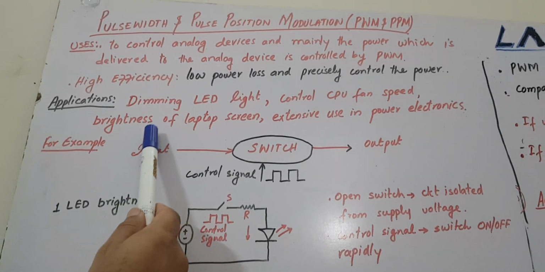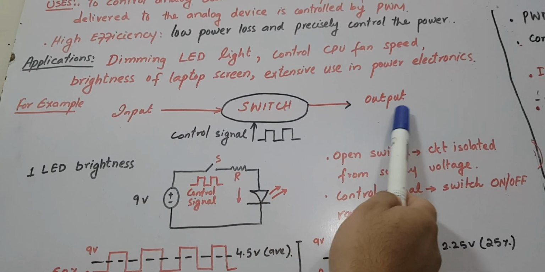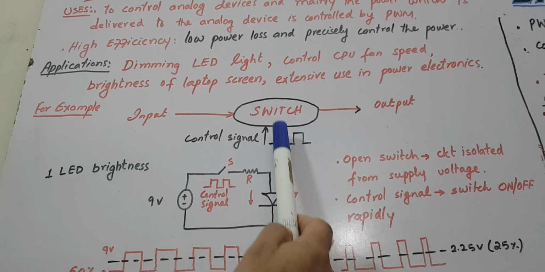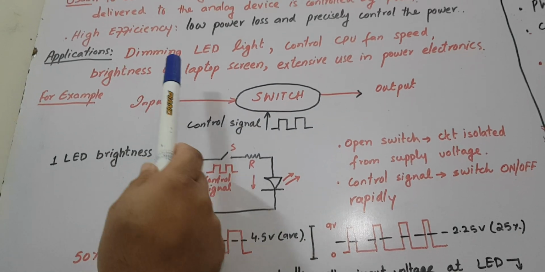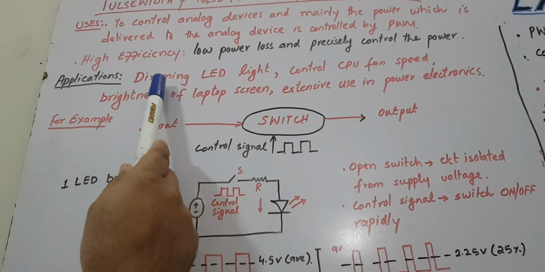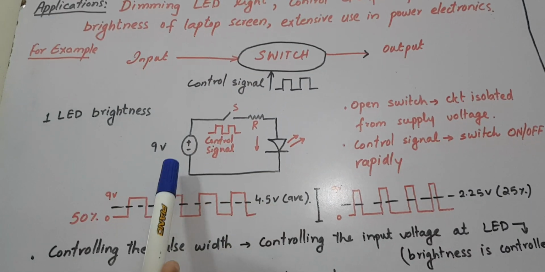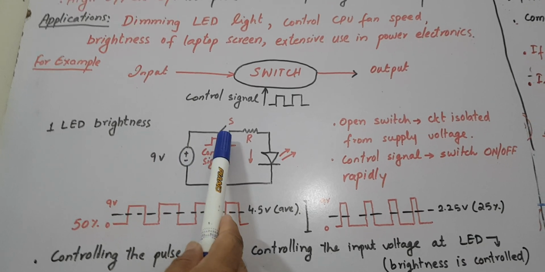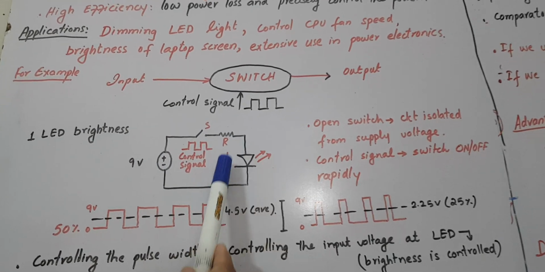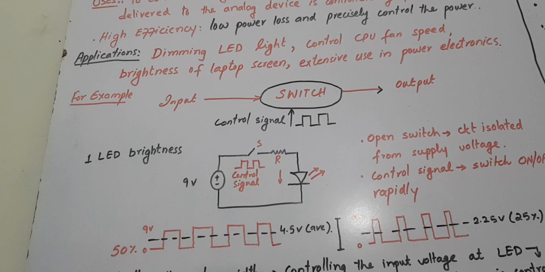Suppose we have an input, then there is a switch, and then we have the output. The control signal is also at the input of the switch. The first example is how to control the LED light. This is the circuit: we have a 9-volt input supply, then a switch, a resistor and an LED, and through this switch a control signal is applied.